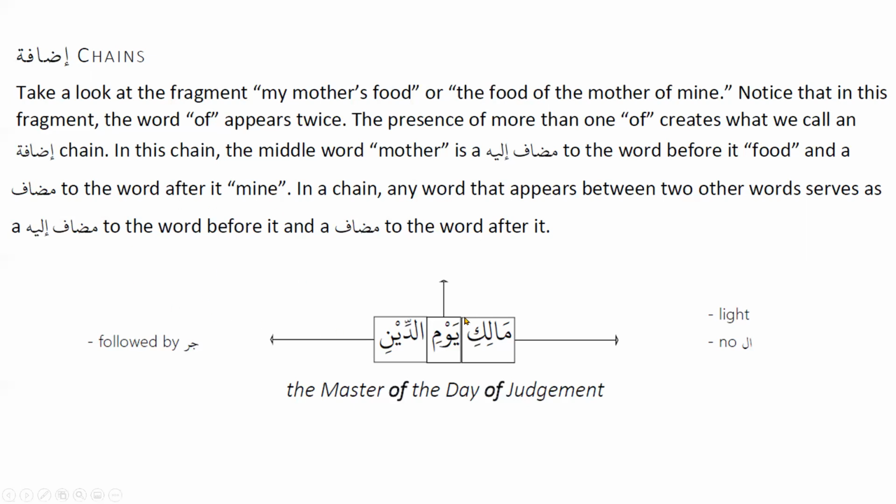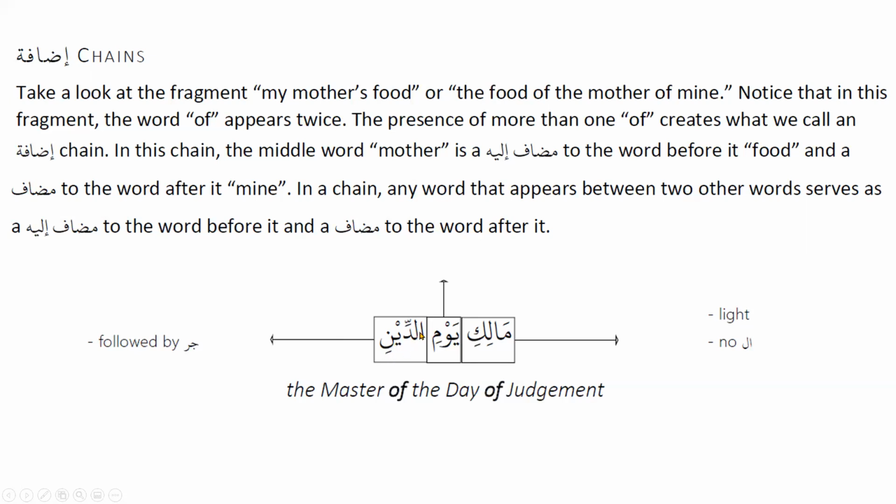Anyway, coming back to our lesson, this is another example of an Idafa chain. Maliki is a candidate for Mudaf because it is light, with no alif lam. Yaumi is jar, so it is Mudaf ilay. Again, Yaumi is mudaf for ad-dini, because it's light and has no alif lam, because status doesn't matter for mudaf. Status matters for the mudaf ilay, that it has to be jar, and ad-dini is jar.